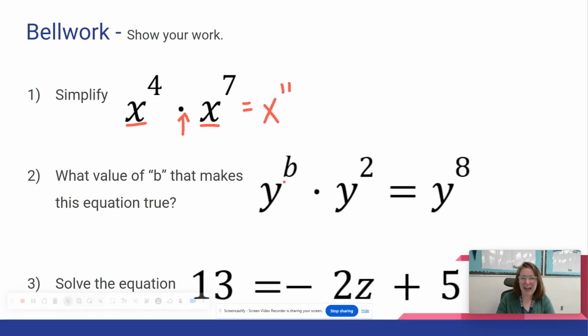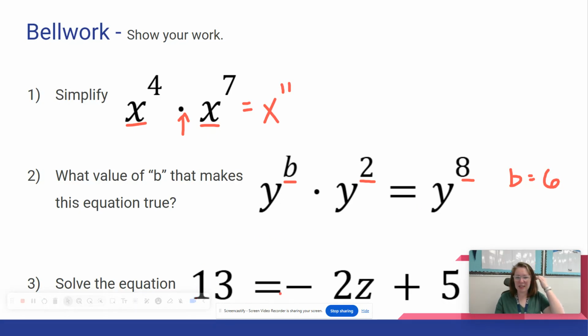Well, if we know we're adding something plus 2 equals 8, what plus 2 equals 8? Well, you could do it in your head, you could do it in a calculator, but really it's 8 minus 2 is 6. So B equals 6. Ooh, those two look similar to each other, huh? And then solve this equation.